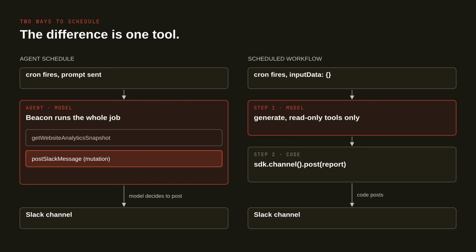So the cron fires, a prompt is going to be sent to the agent, and it's going to do its job and things like that. And so in that case, if we were to use Beacon in this example, we'd say give it some tools like the get website analytics snapshot, and then another tool for maybe posting to Slack, which is going to be a mutation. The other version is through scheduled workflows.